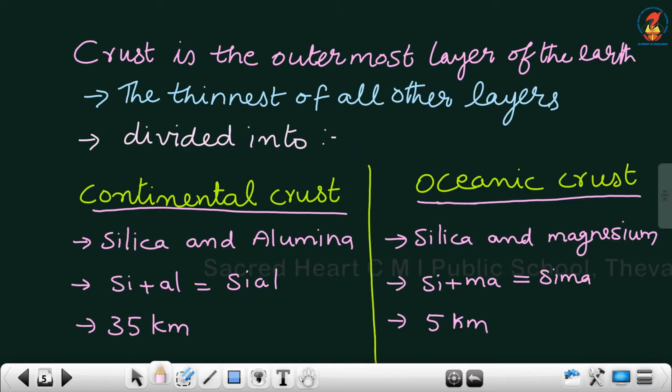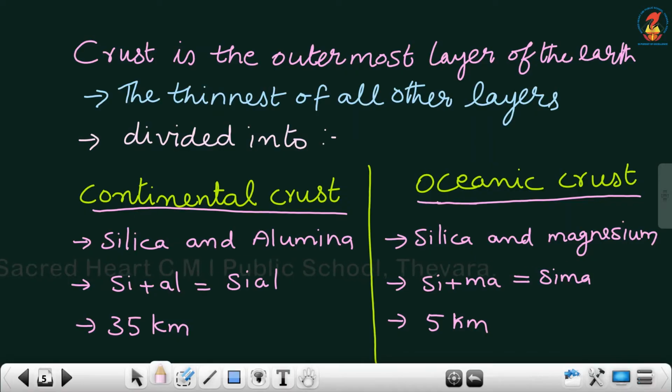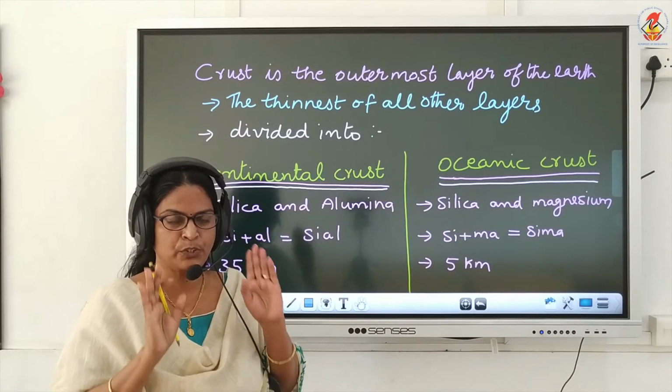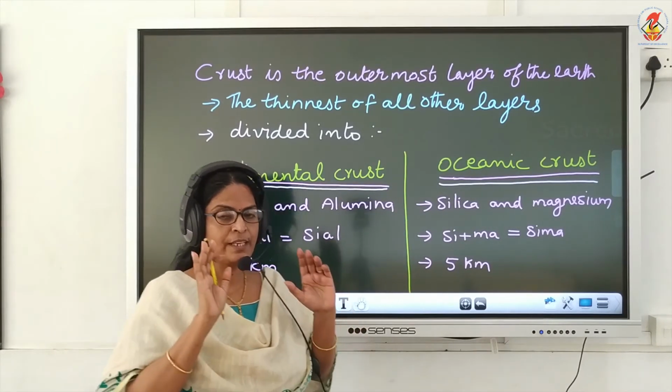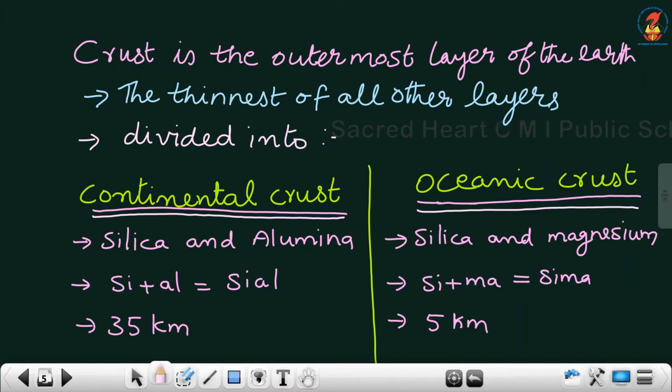Now, we will study about the crust. Crust is the outermost layer of the Earth, and it is the thinnest of all layers. It is divided into continental crust and oceanic crust. Children, continental crust is made up of silica and alumina, the major mineral components in continental crust.